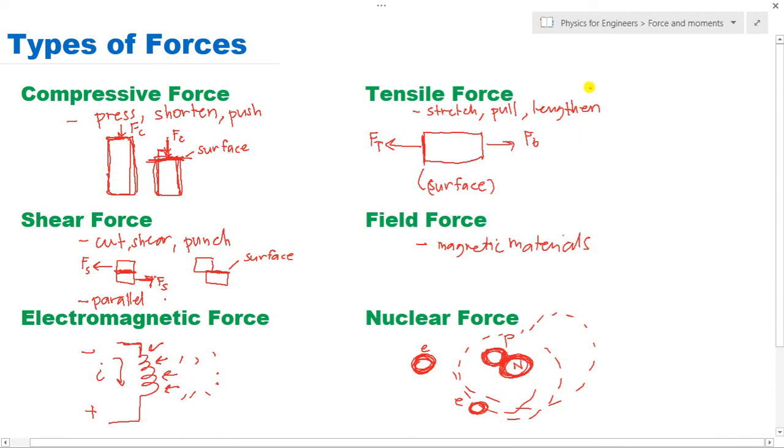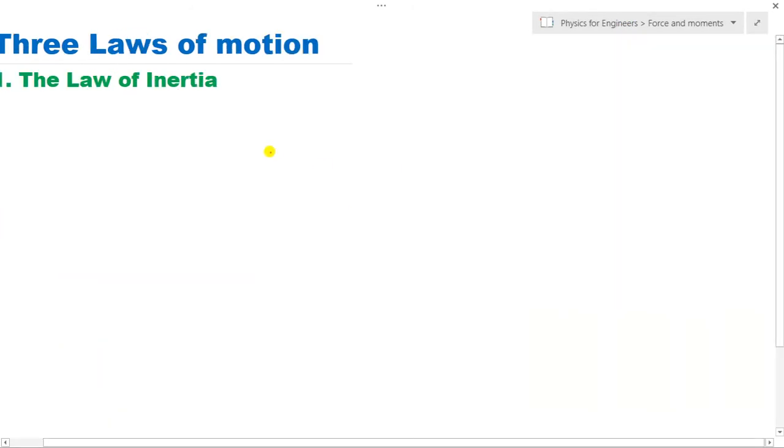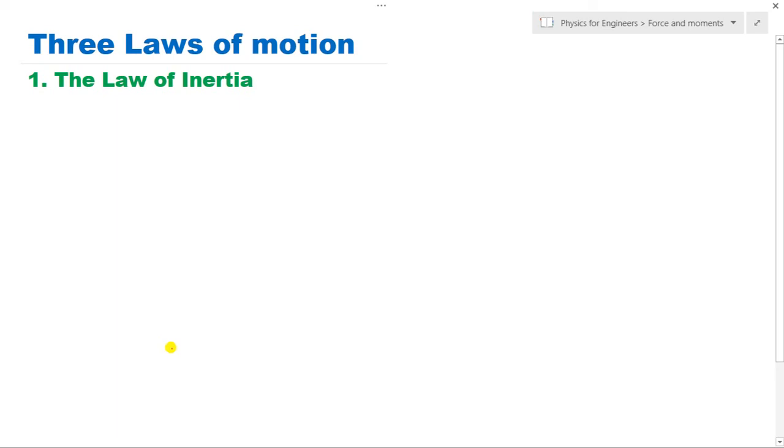So since we are already through with the types of forces, let's go to the important laws of motion. These laws were discovered by Sir Isaac Newton. The first law, I think also noted by Galileo Galilei, is the law of inertia. This law states that if a body is at rest, let's say you're at rest, you remain at rest. But if you are in motion, you still remain in motion, but with a condition: unless acted upon by an external force.